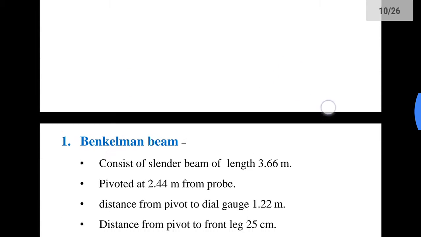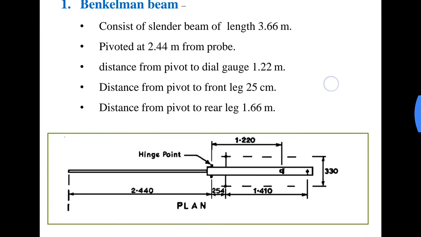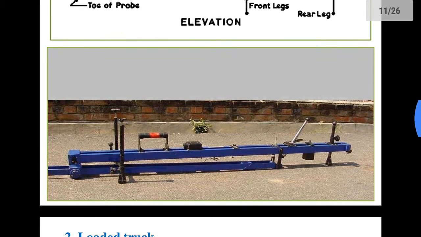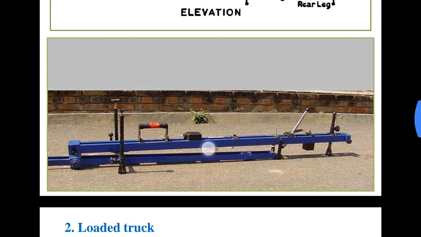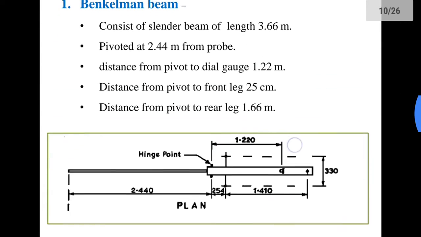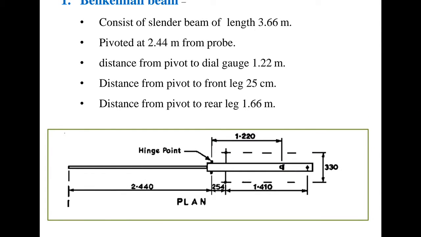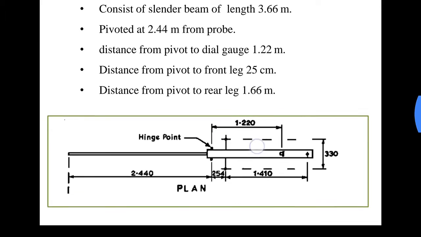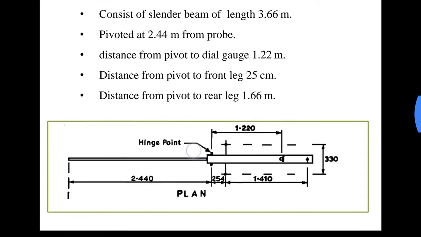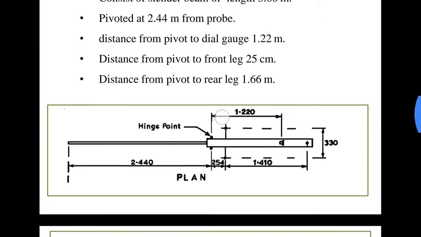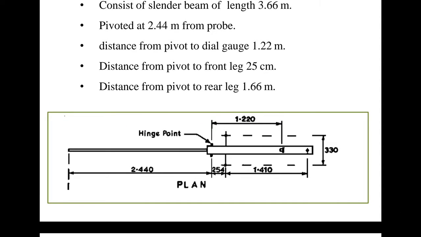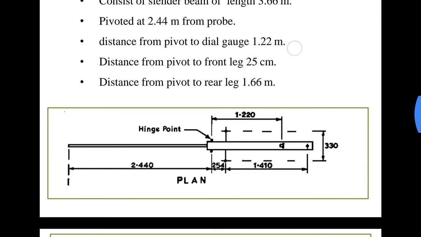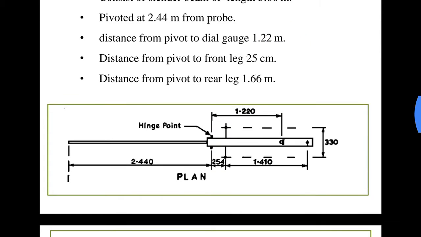So what is the equipment that is used? Firstly we have the Benkelman beam. Okay, it is a slender beam. Here you can see in the picture the slender beam with its dimensions as shown here. It consists of a slender beam of length 3.66 meters from here to here. Okay, so 2.44 plus 1.22, this is the length of the beam. The distance from pivot to the dial gauge is 1.22 meters, this here.